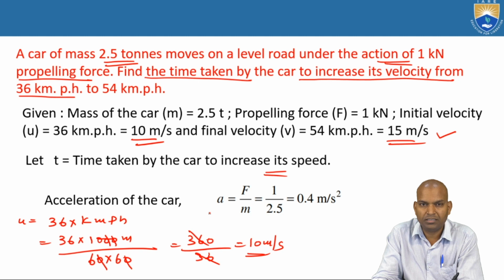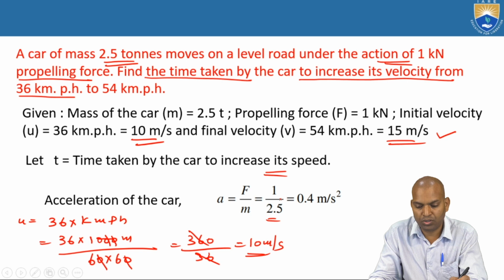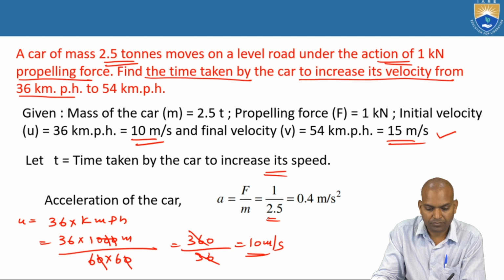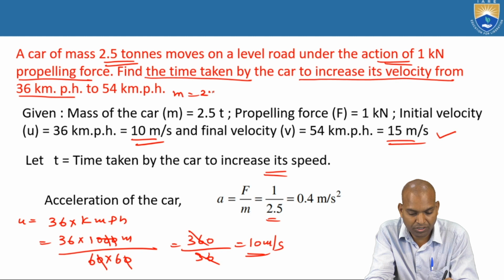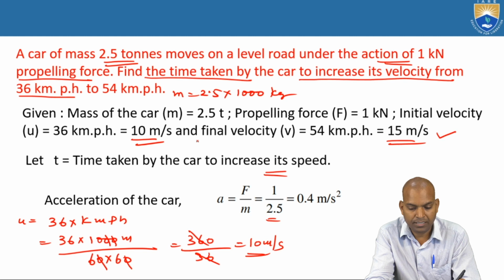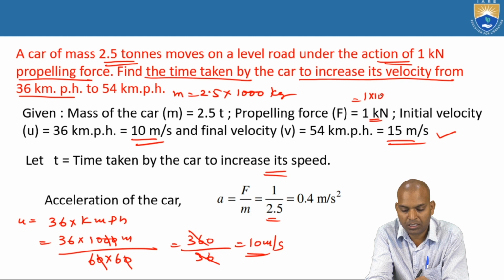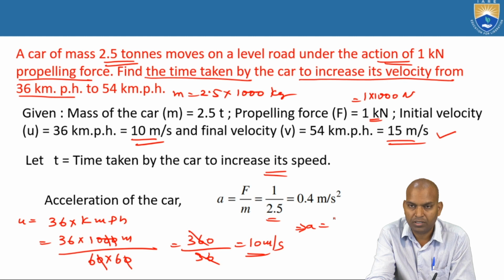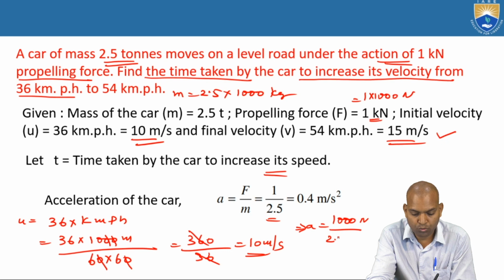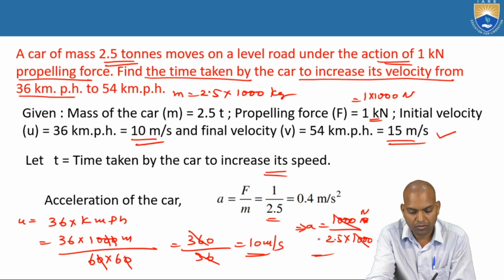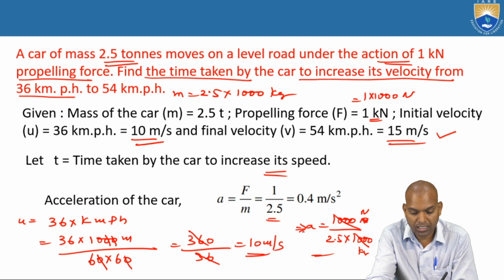Now acceleration of the car, acceleration A equal to force by mass. The propelling force is 1 kN, and the mass is 2.5 tons, where 1 ton equal to 1000 kgs. Force F equal to 1 kN, that is 1 kN equal to 1000 newtons. Now substituting, A equal to F, 1000 newtons, by 2.5 into 1000. This 1000 gets cancelled. Then it is newton per kg, that is meter per second square. 1 by 2.5 is 0.4 meter per second square.